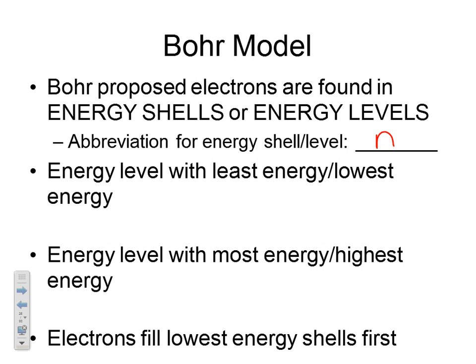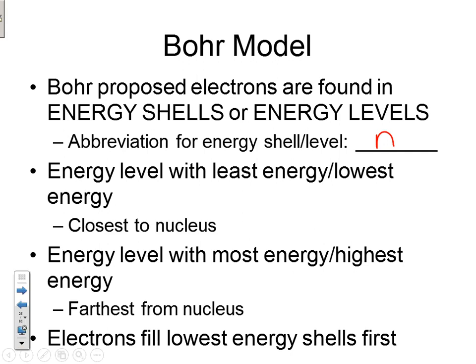And as a reminder, this is a big point. The energy level that has the least energy is closest to the nucleus, and the energy shell that has the most energy is farthest from the nucleus. So the closer your energy shell is to the nucleus, the lower the energy of that shell. The further away from the nucleus you get, the more on the outside of the atom, the higher the energy that the electron has in that particular shell.